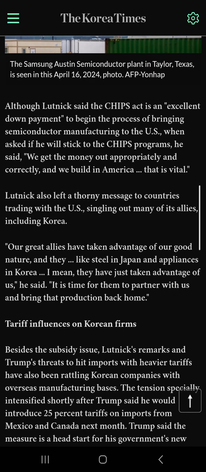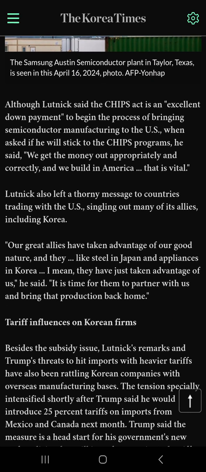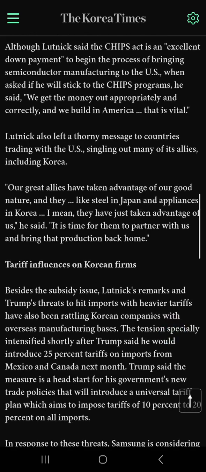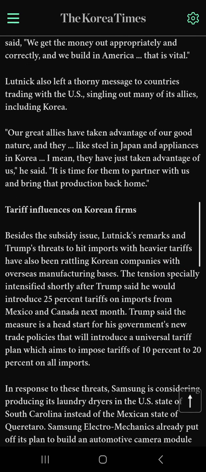Lutnick also adopted a tough message to the countries trading with the U.S., singling out many of its allies, including Korea. "Our great allies have taken advantage of our good nature, including Japan and the alliance in Korea. I mean, they have just taken advantage of us." He said, "It's time for them to partner with us and bring the production back home." Tariff influences on Korean firms.